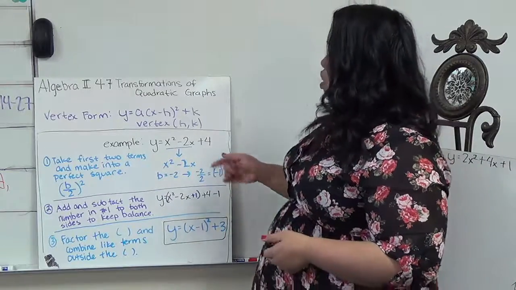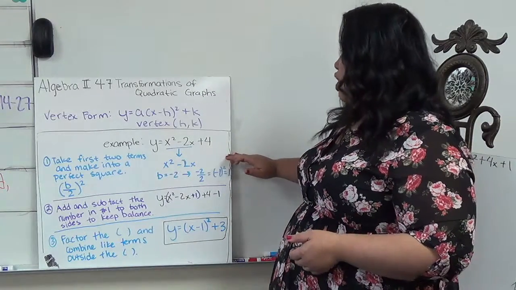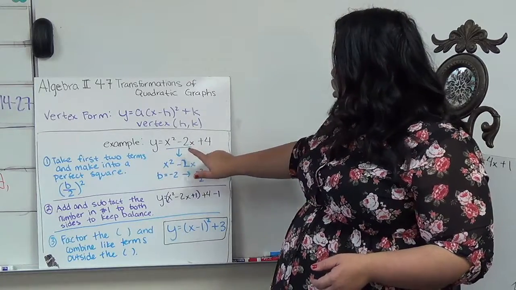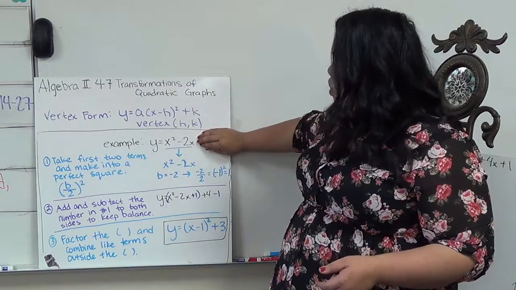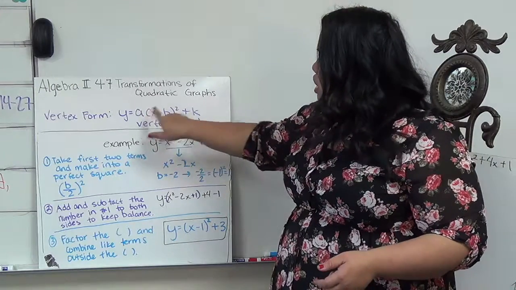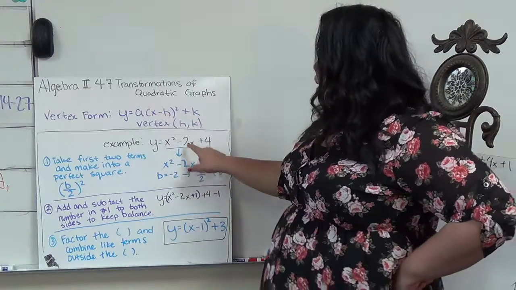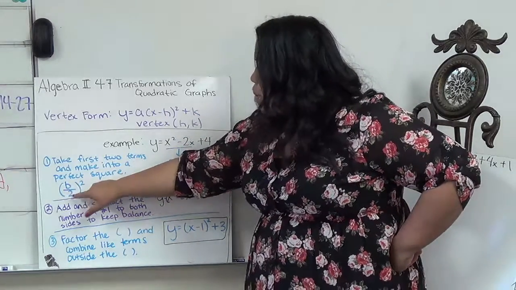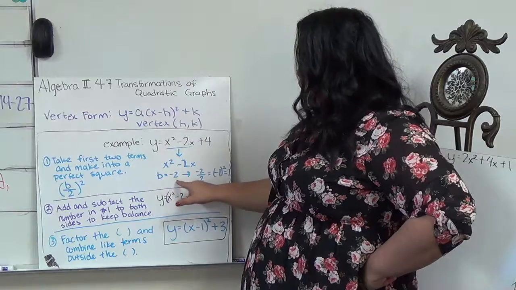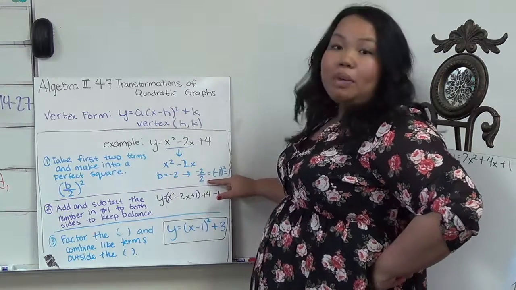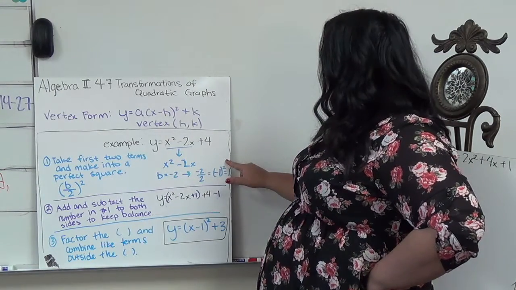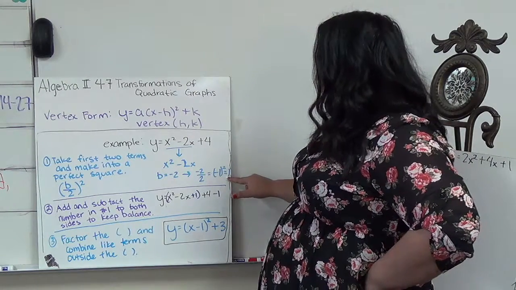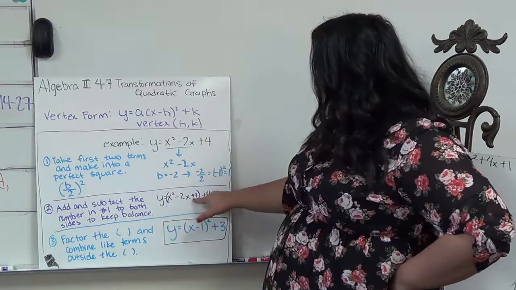So we're going to take the first two terms and make it into a perfect square. Let's focus on it one step at a time. I'm going to just focus on this, not on this, because I want to make this into the parentheses squared. Just like in completing the square, I'm going to take this b and divide it by 2 and then square it. So b equals negative 2. I divide by 2 and then square it. So negative 1 squared gives me positive 1, right? Then I'm going to take positive 1 and put it in here.